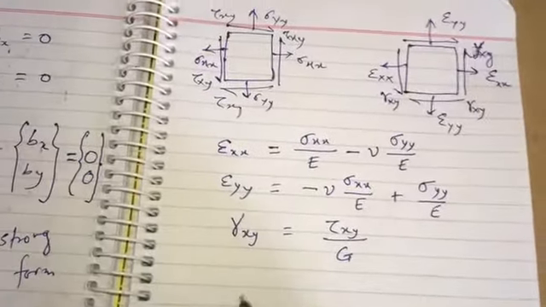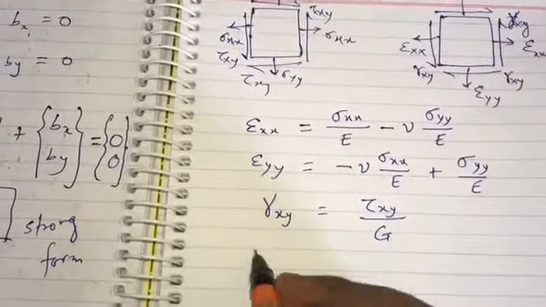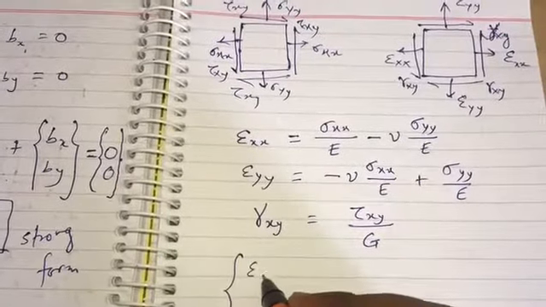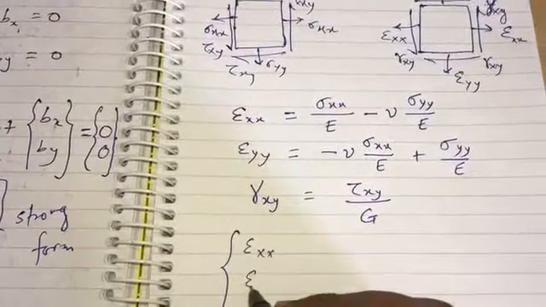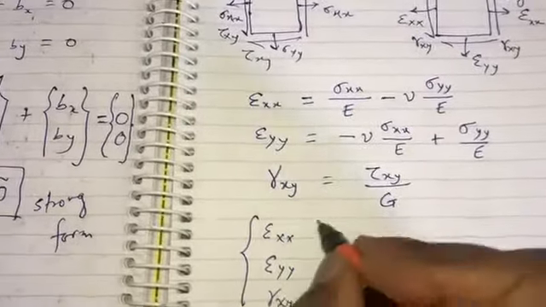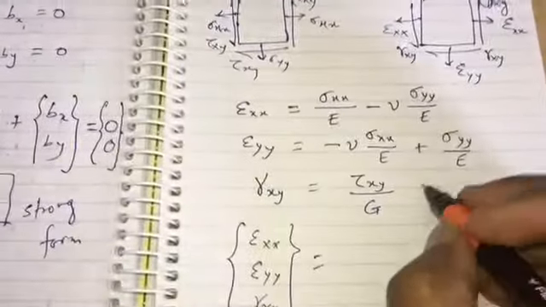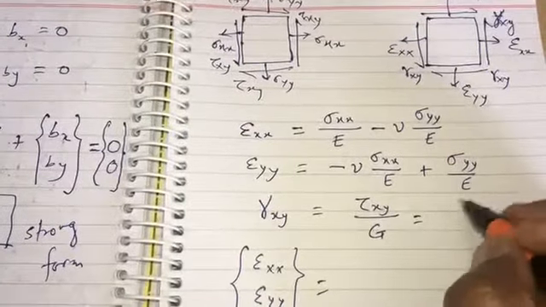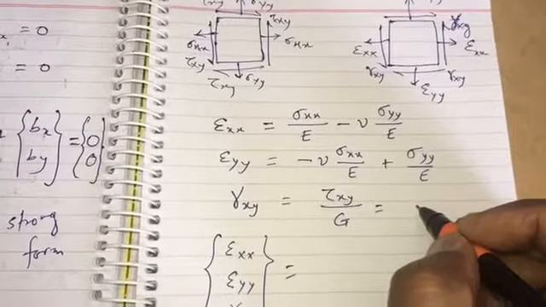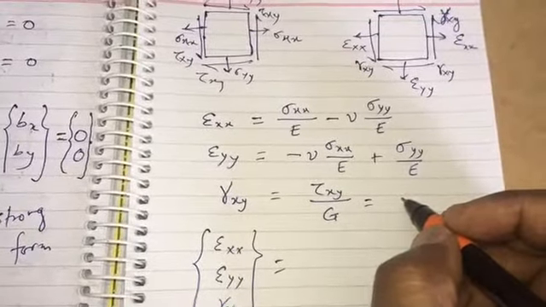So we can also write here epsilon xx, yy, and gamma xy is equal to this. We can also elaborate further. So G is equal to E over 2 times 1 plus nu, which is for the isotropic case.